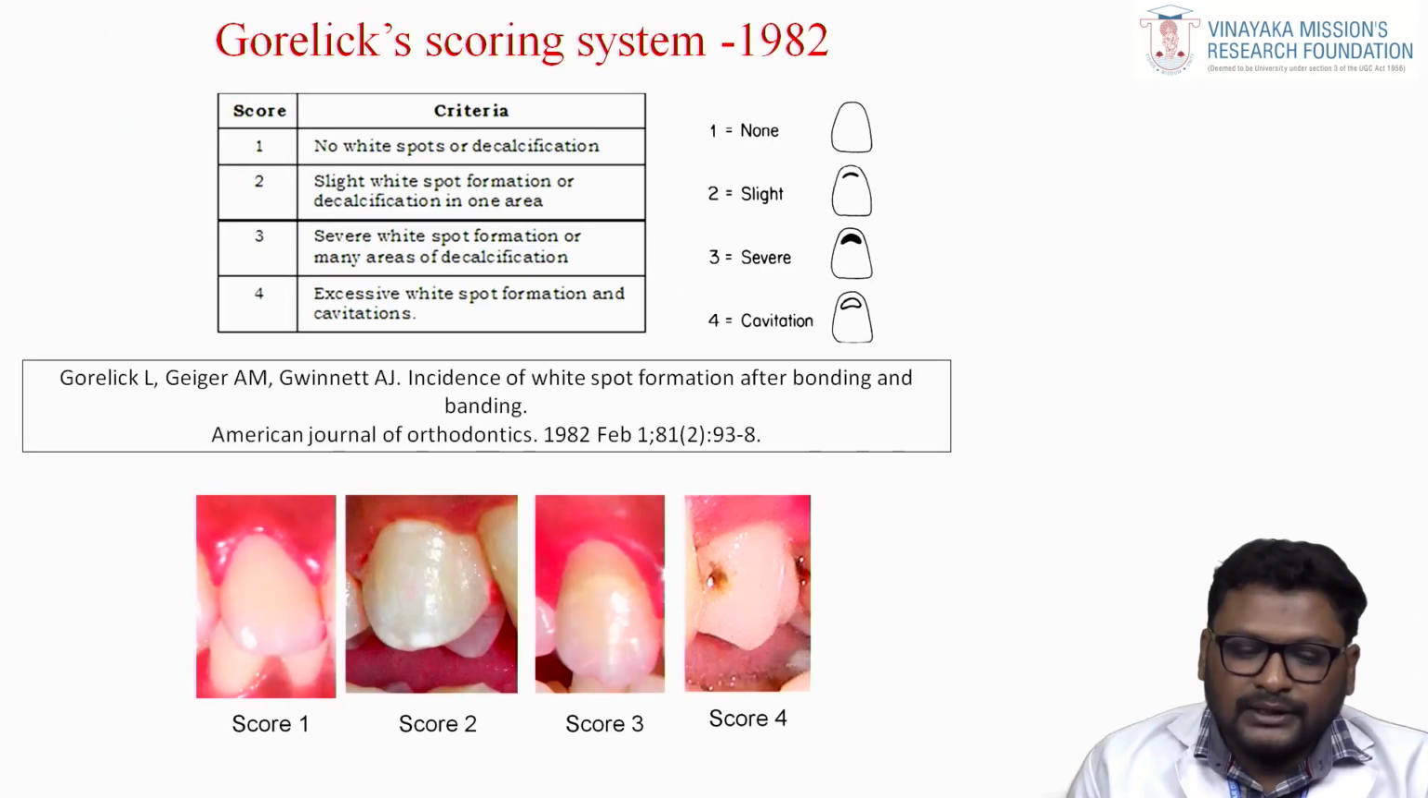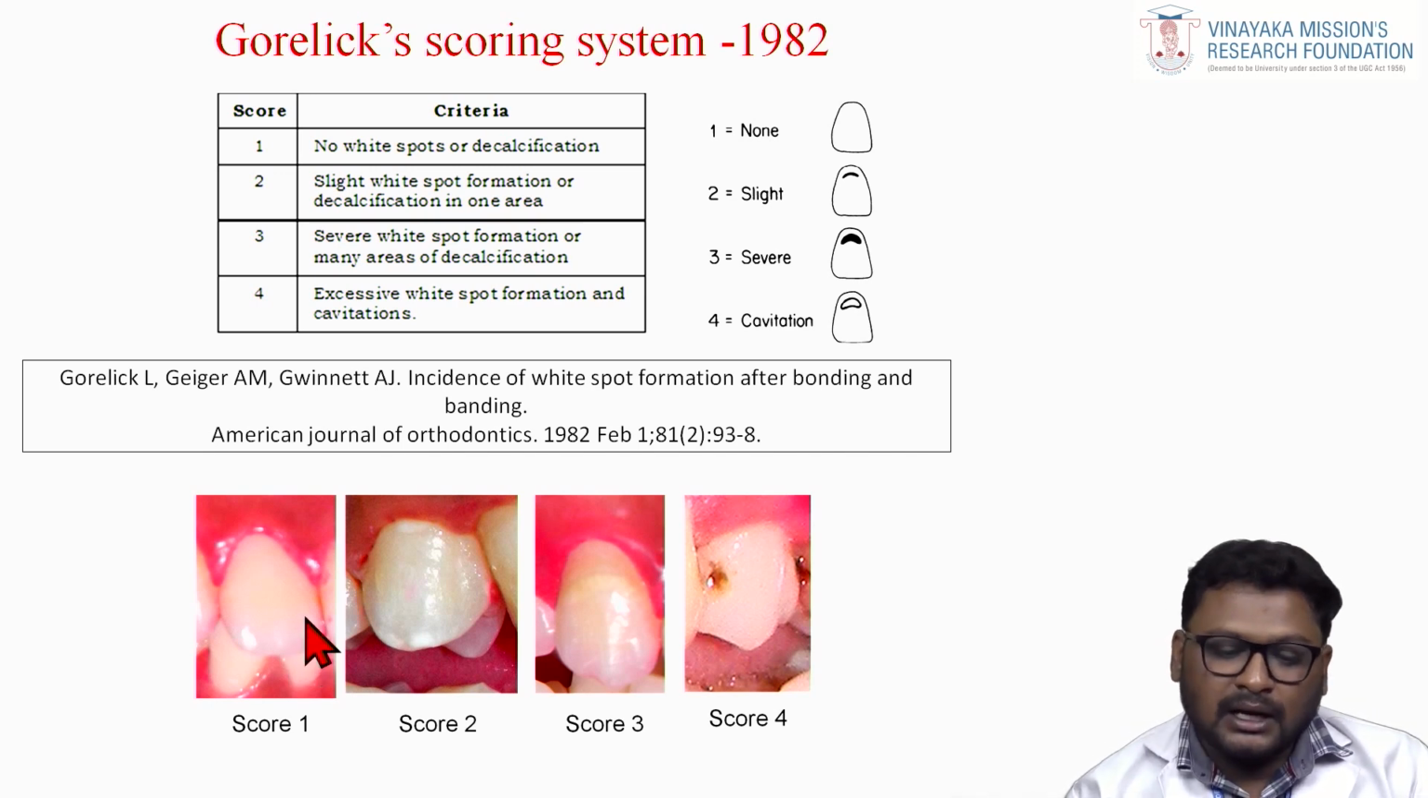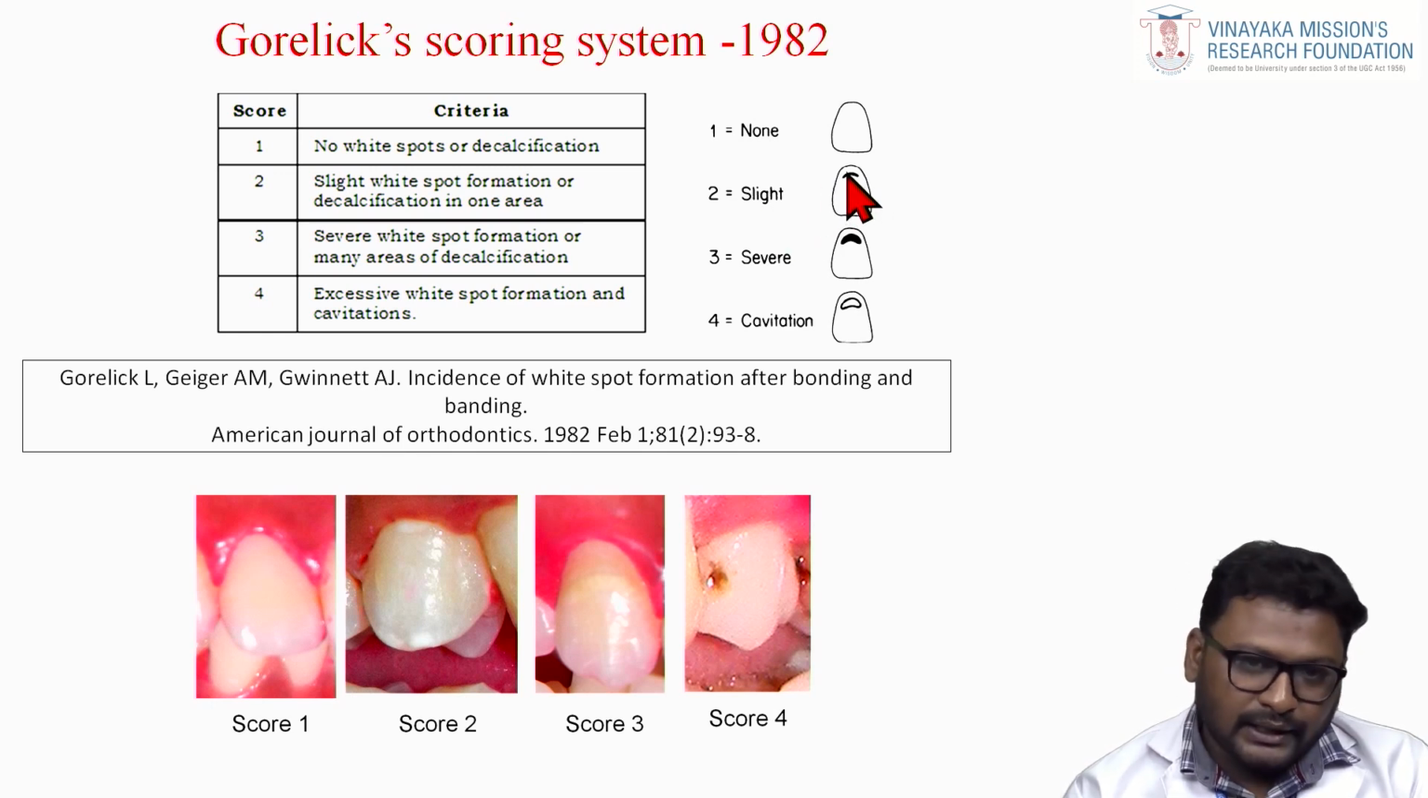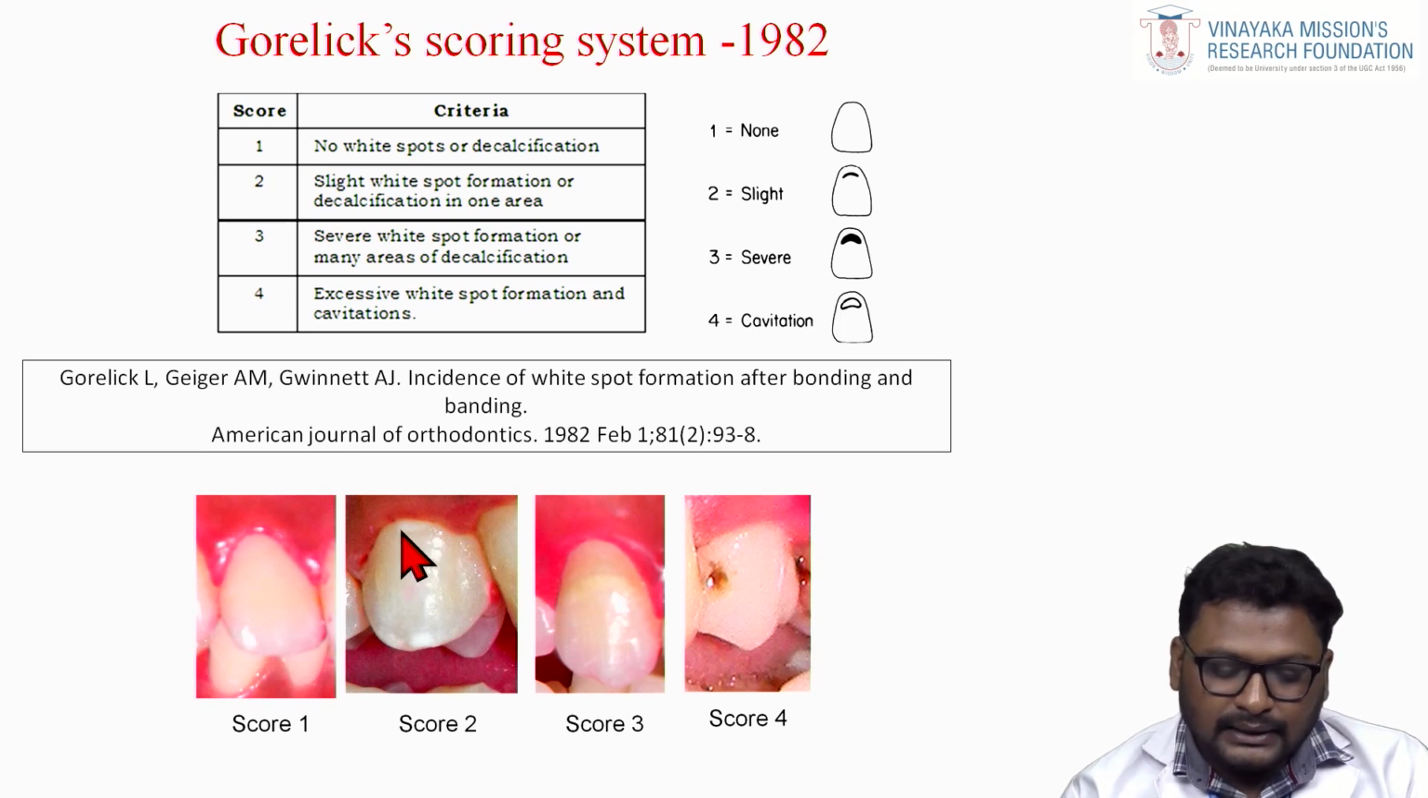There is one method called the Gorelick scoring system. It was given in 1982. He gave four score criteria. Here we can see a clinical picture, as well as a diagrammatic representation. Score 1 is no white spot lesion and no decalcification. We can see that nothing is there. Score 2 is a slight white spot formation or decalcification in one area only. Clinically we can see slight decalcification in the gingival area.